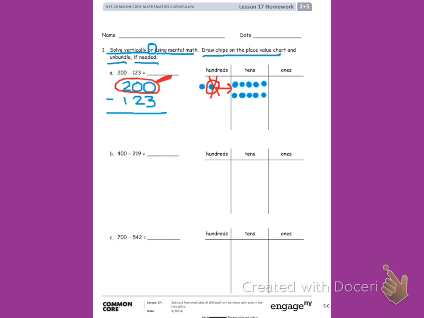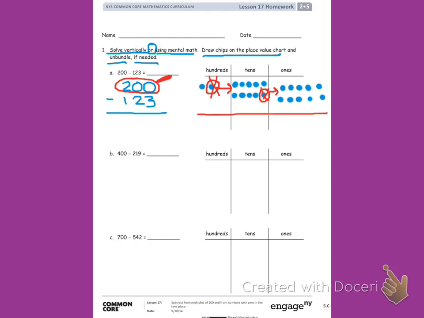Now there's something for me to borrow from the tens column. I'll unbundle that group of 10 and move it into the ones column. Remember, 10 ones equals 10, so I'll put 10 ones here. 1, 2, 3, 4, 5, 6, 7, 8, 9, 10. And I'll go ahead and cross this out so I don't count it again later.